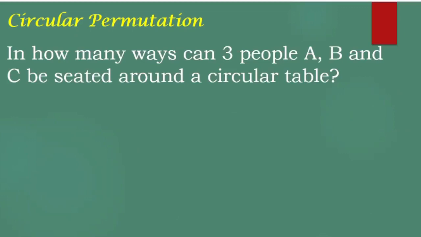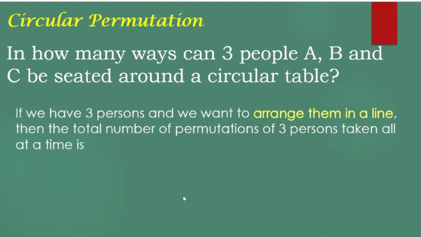Since we are done with the permutation formula and also with permutation with repetition and the formula, let us proceed to another topic, which is the circular permutation. In circular permutation, class, in how many ways can 3 people A, B, and C be seated around a circular table?